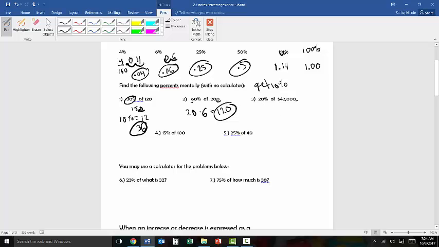20% of 42,000, move left and double. So you have 4,200 times 2. And that's going to make 8,400.